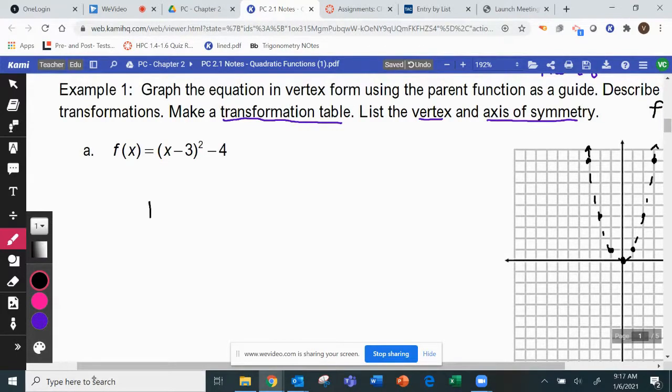So then I'm just going to write those ordered pairs of the parent function down to start our table. So I'm using from -3 to +3 on the x's. And then on the y's, we square all the x's.